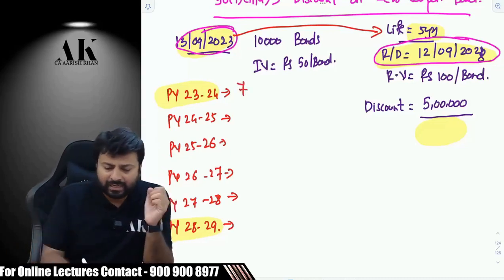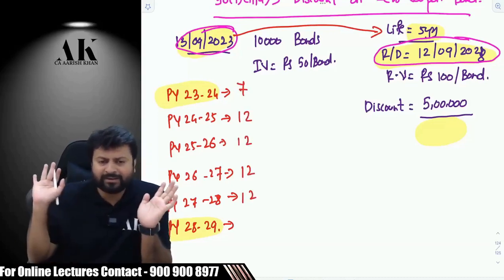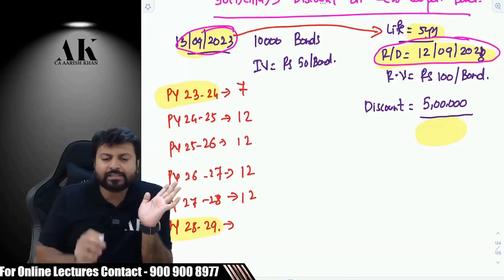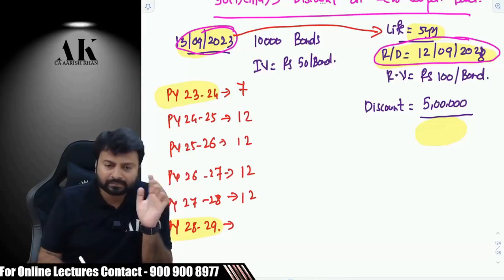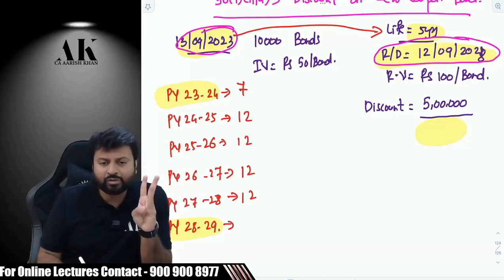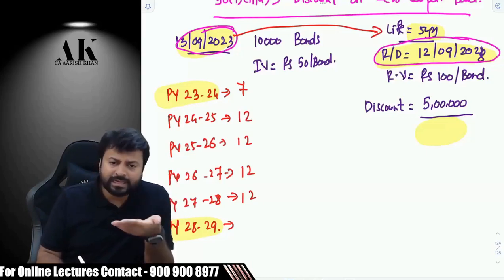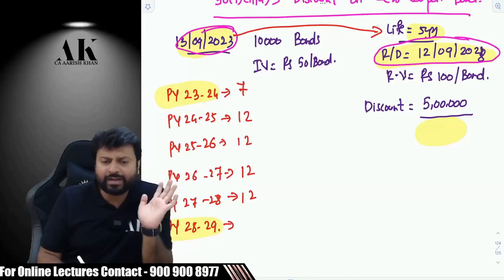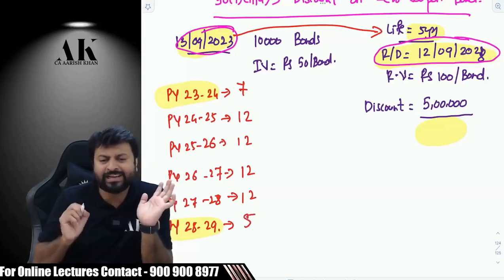7 months. In the next 4 years, obviously complete 12 months will be there. And in the last year, how many months should I take? April, May, June, July, August. Shall I take September? No, less than 15 days. We are redeeming in 12 days, right? So only 5 months. Is it clear?